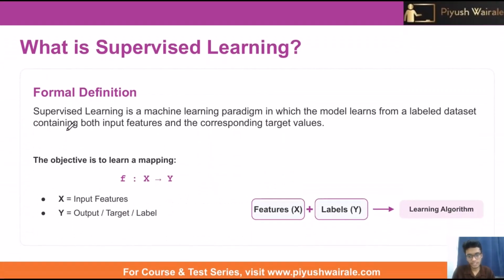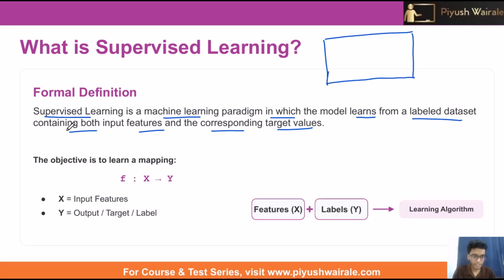So what is supervised learning? Supervised learning is a machine learning paradigm in which the model learns from labeled data, combining both input features and corresponding target values. So basically, in supervised learning, we will be given this kind of data set where we will have x1 feature, x2 feature, x3 feature, x4 feature, and then we will have some target column. Then we will feed this data to the model. Then the model will define a function.